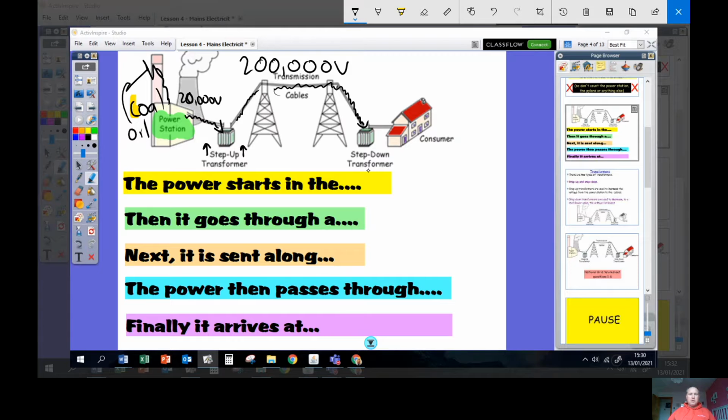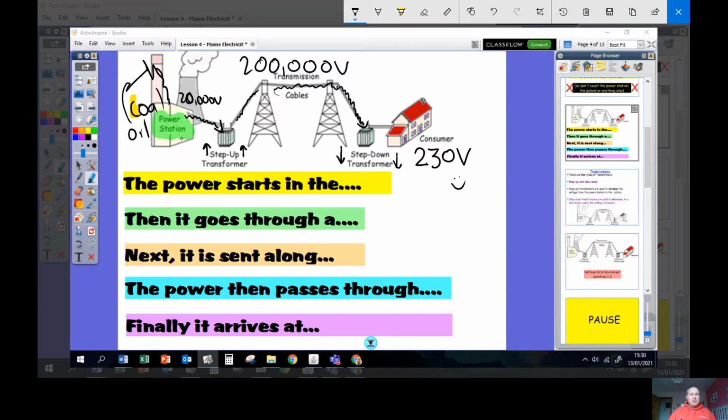But before it goes into our house, it goes into the step-down transformer. Now, no big surprise, the name gives you the clue. The step-down transformer is going to decrease the voltage, and you actually know what voltage it's going to decrease it to. In lessons before this, we said that the voltage going into our houses here in the UK was 230 volts. So our step-down transformer decreases the voltage.